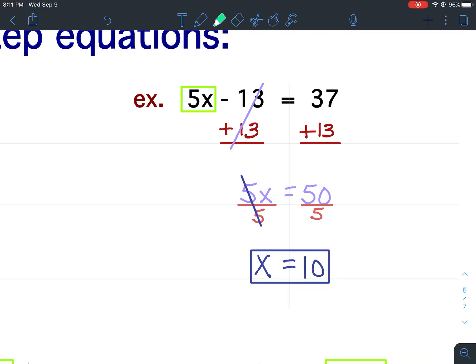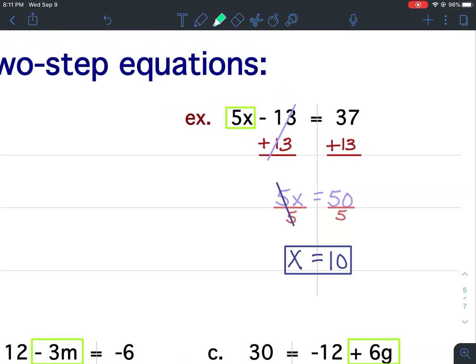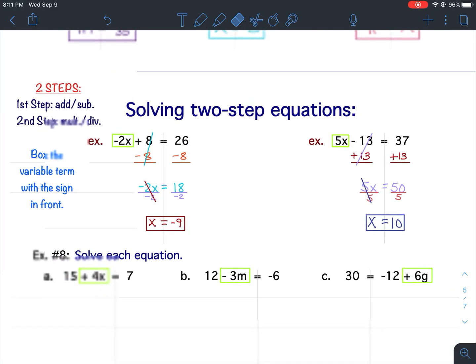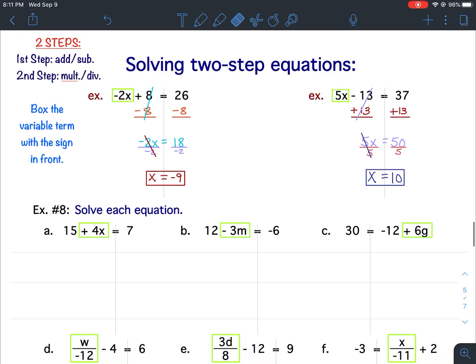Since I got 37, I'm correct, and that's it for the problem. Again, I add or subtract first, and then I multiply or divide. If you have any questions on solving two-step equations, let me know.